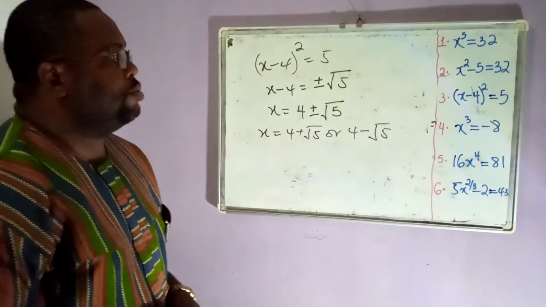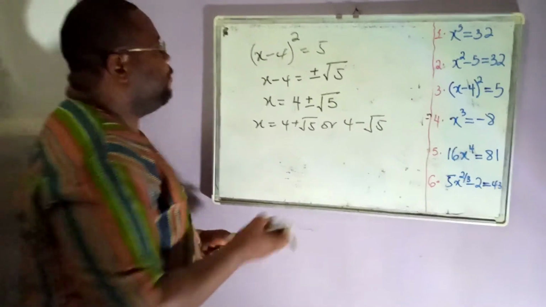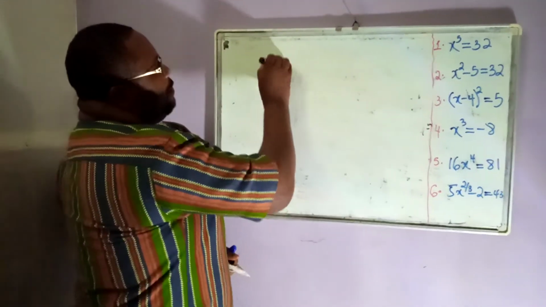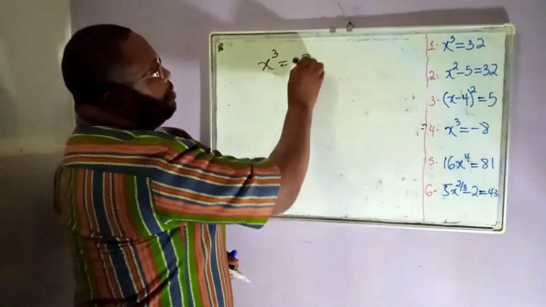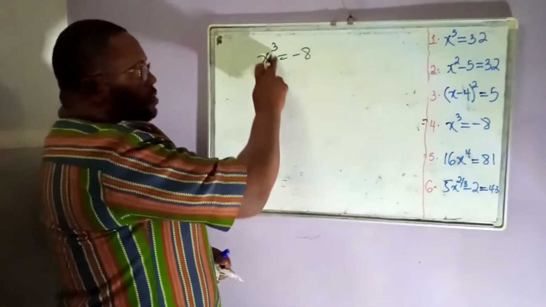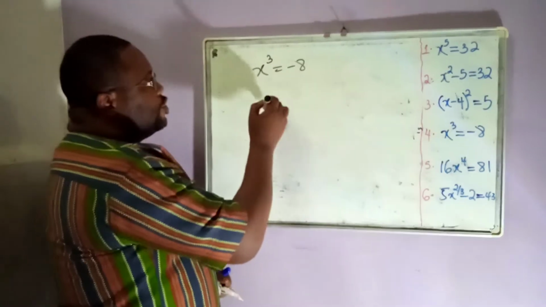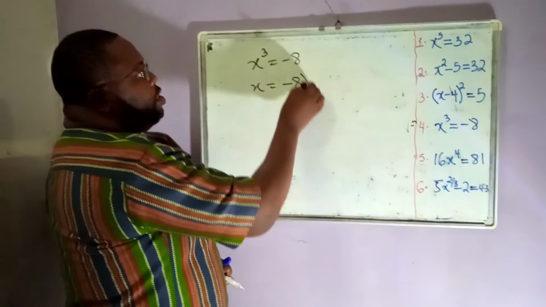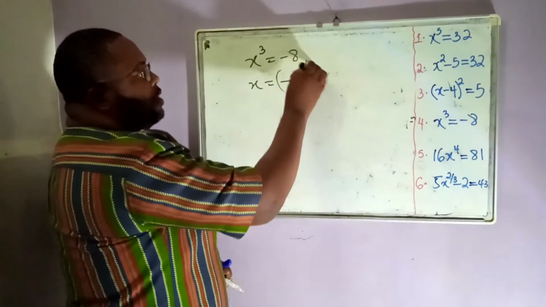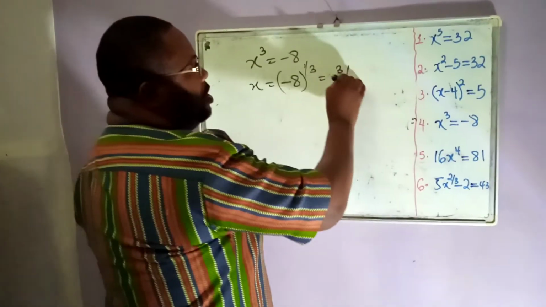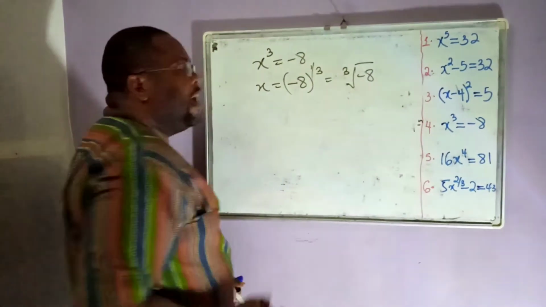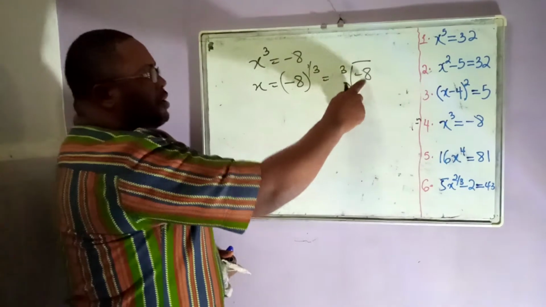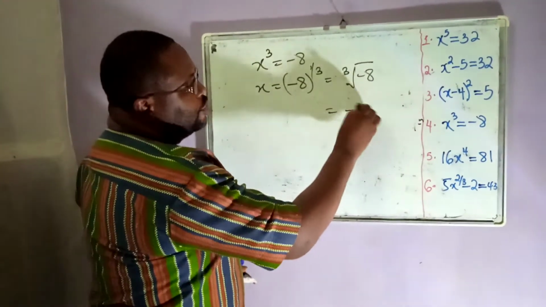Now we go over to number 4. Number 4 says we should solve for x cubed. We have x cubed is equal to minus 8. Now this is an odd power. We don't have issues with the odd power. It means that x is simply equal to minus 8 all raised to the power 1 over 3, which is equal to the cube root of minus 8. Every real number has a unique cube root. And the cube root of minus 8 simply gives us minus 2.